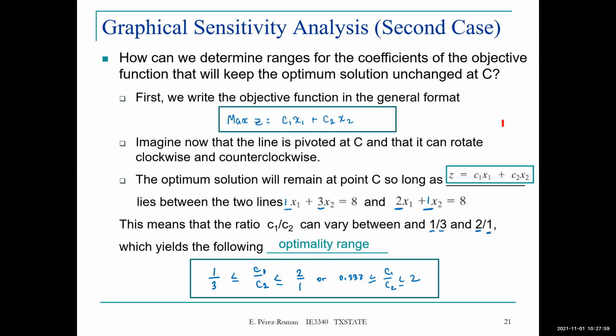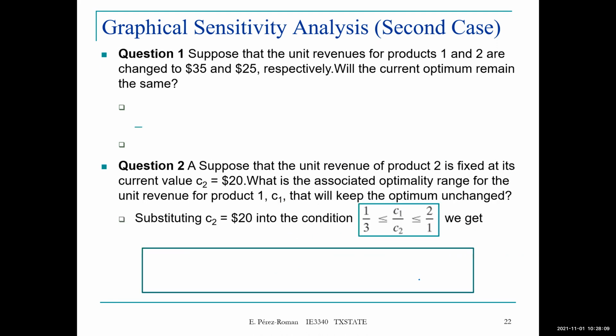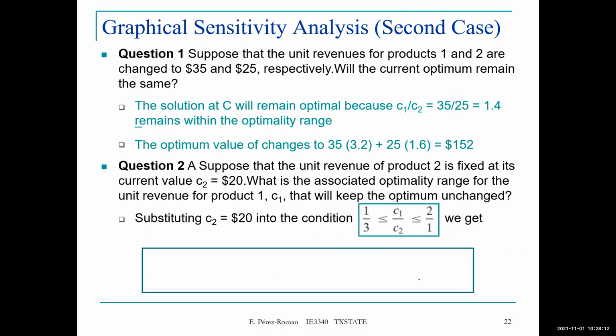Okay, so C1 over C2 has to be greater than or equal to 1/3 and less than or equal to 2/1. Those are coming from the coefficients of the constraints. So for the first case, yes, this is less than 2 and greater than 0.33, so those coefficients will remain optimal. So if we increase the profit, we can still have the same optimal solution. We're going to make the same number of units, but we're going to increase our profit from 128 to 152.